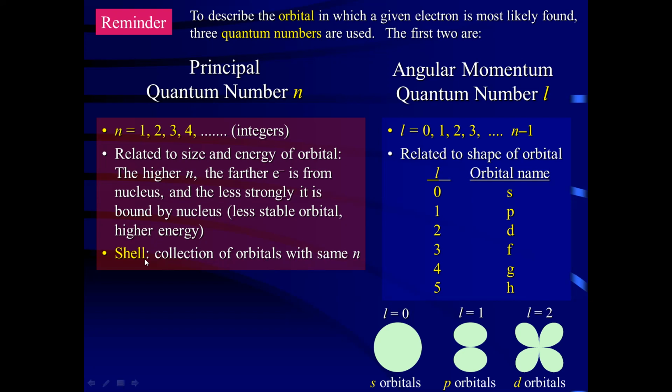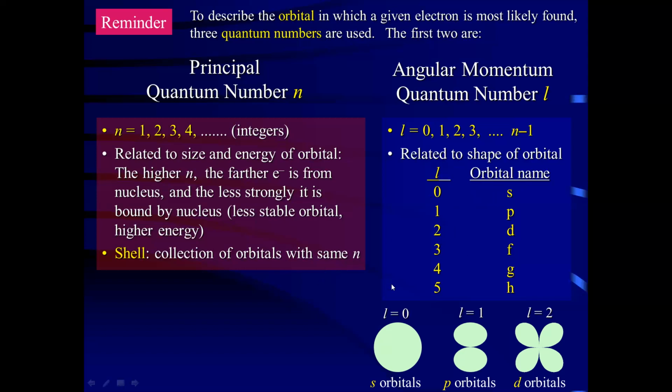The second quantum number we introduced is called the angular momentum quantum number. We use L. L can have the values 0, 1, 2, 3, up to n-1. We also learned that when L has different values, for example 0, 1 and 2, the orbital name is given as S, P, and D.